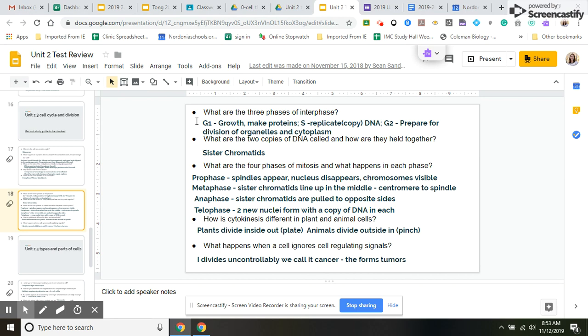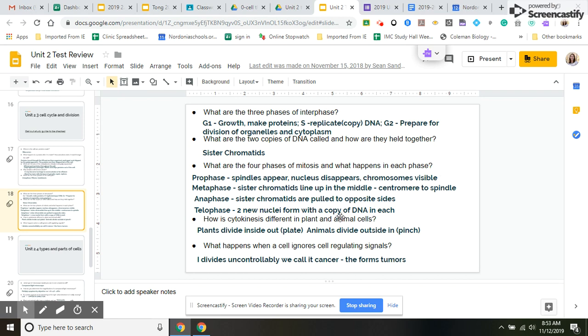And remember, that's PMAT. So the first part is prophase, where the spindles are going to appear, the nucleus disappears, and the chromosomes become visible for the first time. Then we have metaphase, where the sister chromatids are going to line up in the middle, so those centromeres attach to the spindles. And then there's anaphase, where the sister chromatids get pulled to opposite sides of the cell. The last part of the actual dividing of the nucleus is that we create two separate nuclei, two separate nuclear envelopes, each with one copy of the DNA, and that is what telophase is all about.